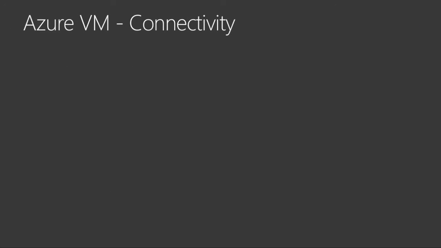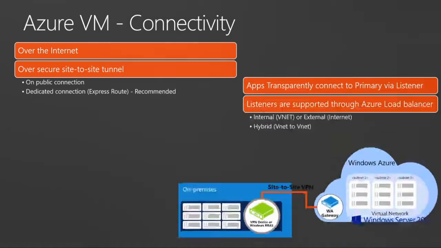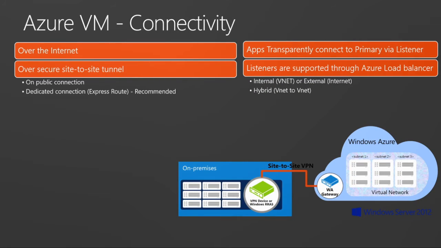The next aspect is how do you connect to the VMs? There are many options. You can connect over the public internet. But if you're really into secure connections, you can do dedicated connections through what is called ExpressRoute, and you can also set up a VM and use a listener, like I mentioned earlier, to connect to your primary transparently. For listeners, as I mentioned, you have to set up an Azure load balancer and register the listener there, and you will be able to connect. Internally, we will use an internal load balancer, so we don't have to go through the public internet.